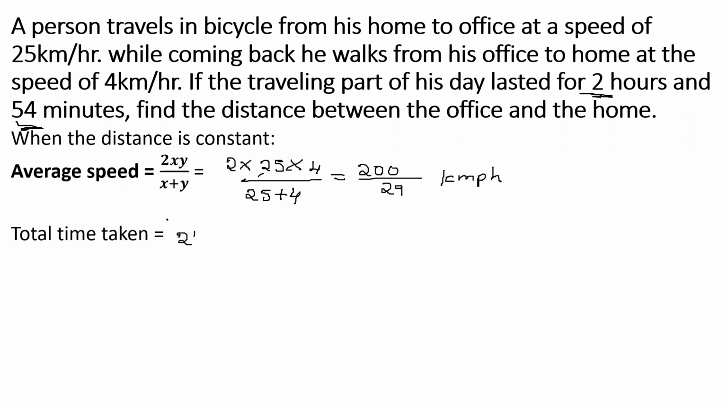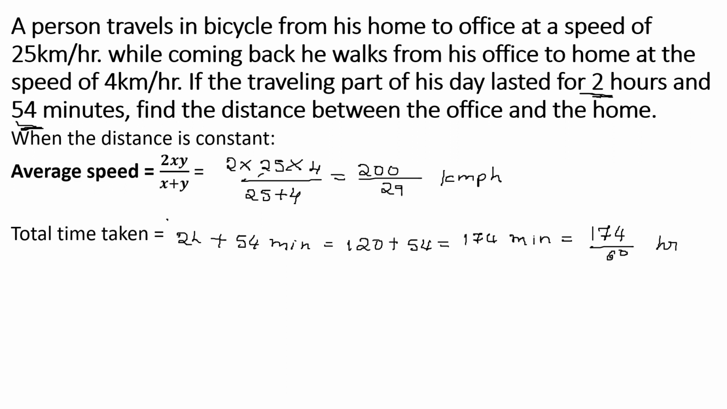2 hours plus 54 minutes. We will convert it into total hours. So 2 hours means 120 minutes plus 54 minutes. Total it is 174 minutes. 120 plus 54 is 174 minutes. And if you want to convert into hours, it is 174 divided by 60 hours.